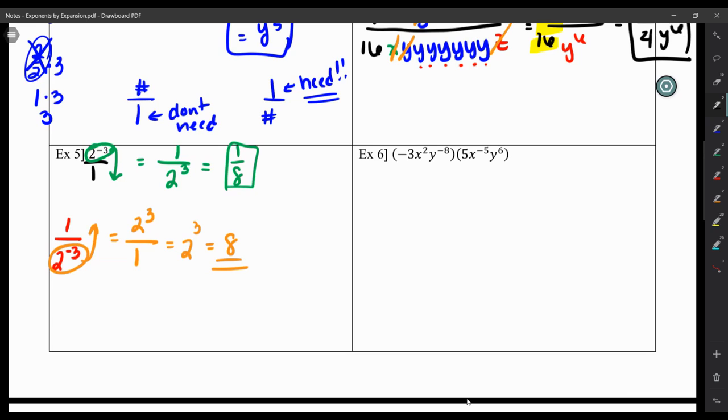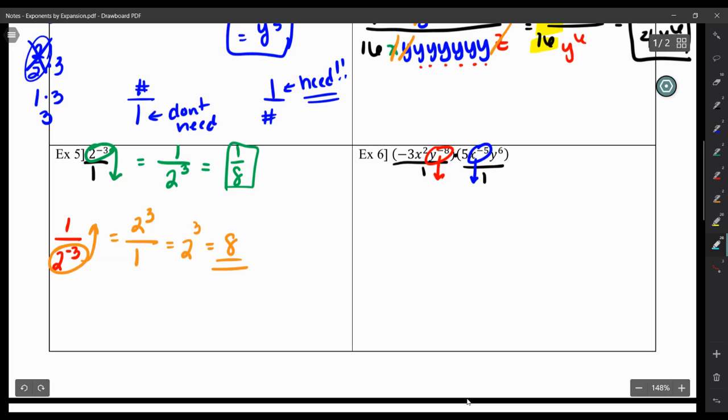So for example 6, I see some negative exponents here, plus I see that this is being multiplied together. Well, I'm going to look at these individually. So this is really all over 1, and this is also all over 1. So I'm going to find the bases that have negative exponents attached to them and move them to the other side of the fraction. So I see that y to the negative 8 is a negative exponent, so we're going to drop him to the bottom of the fraction. I also see that x to the negative 5 is a negative exponent, so we're going to drop him to the bottom of the fraction.